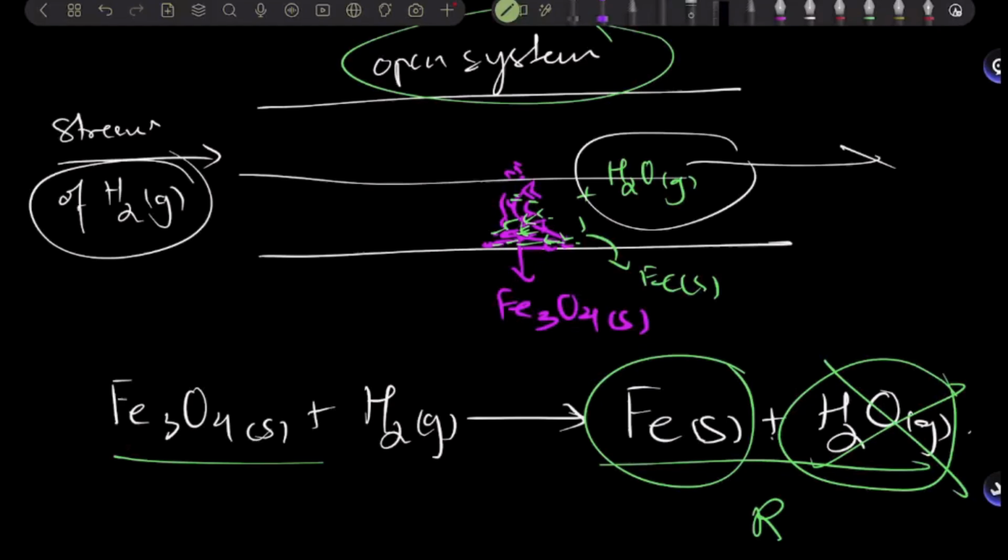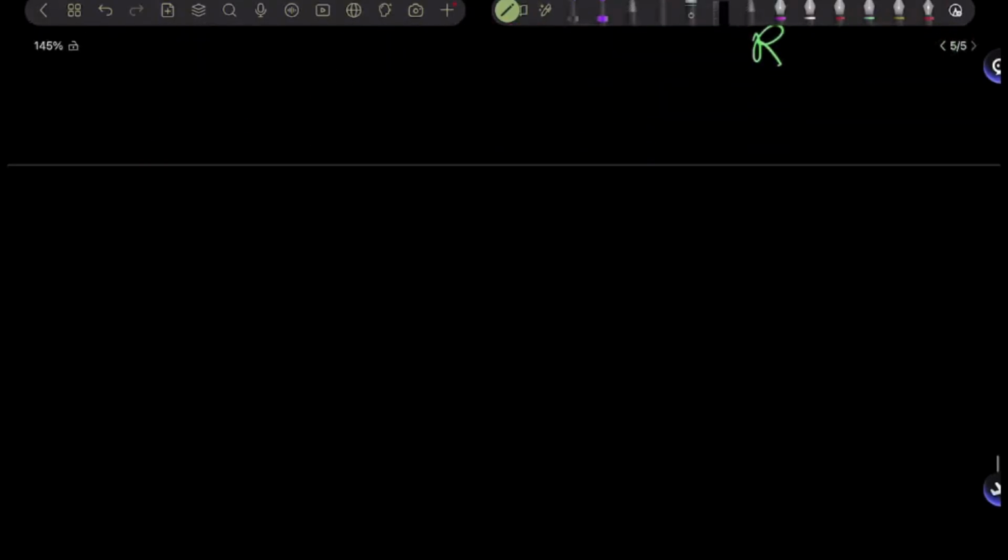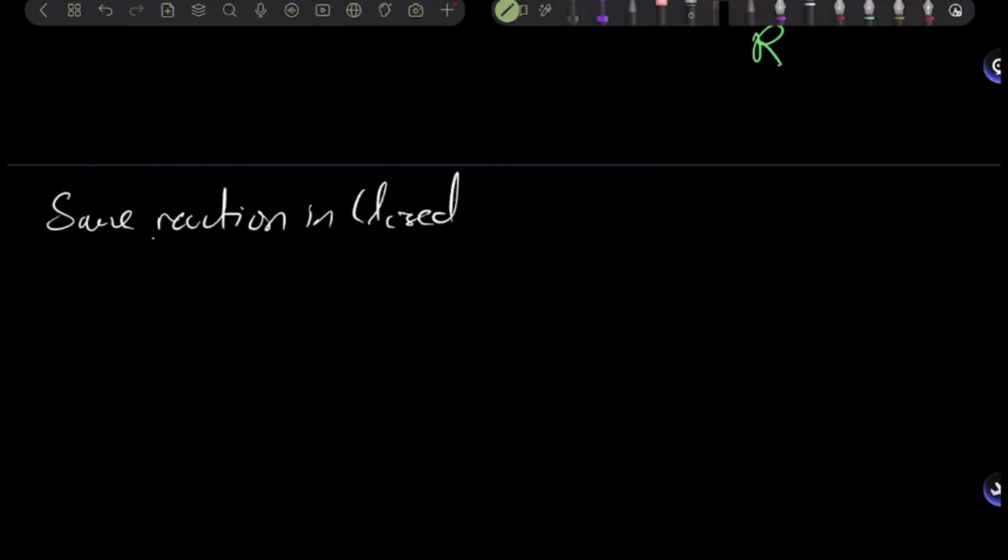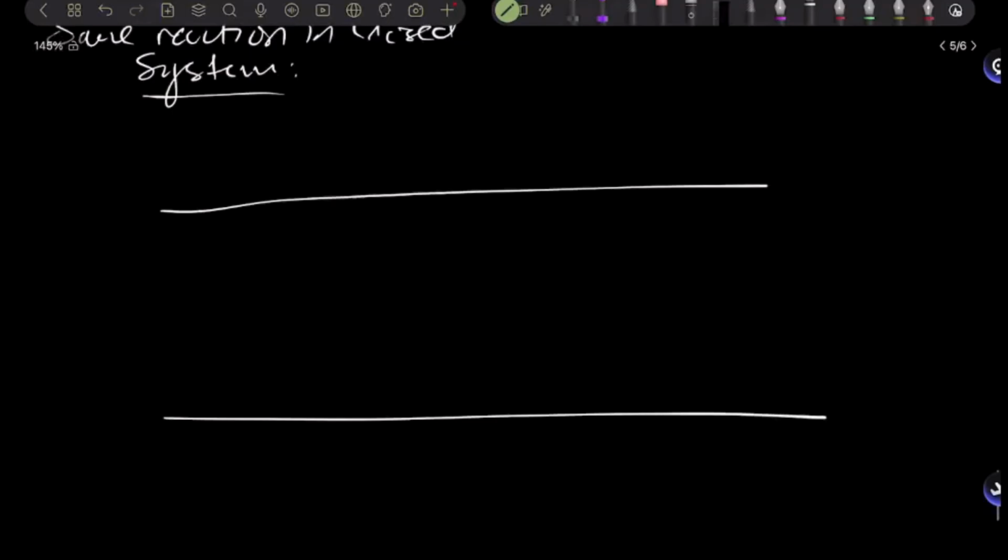Are we clear up till here? Yes. So now, if this reaction was conducted in a closed system, what would happen? Same reaction in closed system. I'll make a big diagram so we can move things around over here. So let's start with the H2O gaseous stream, right? And the iron solid that was present over here.